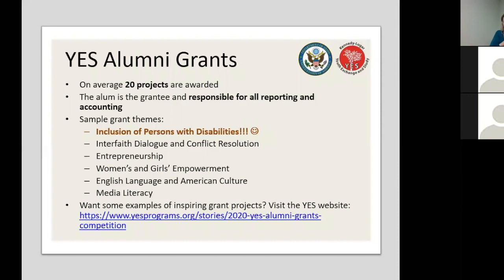All right. So on an average, 20 projects are typically awarded per year. The alum is responsible for all the reporting and accounting. And some of the grant themes that we typically see are inclusion of persons with disabilities, interfaith dialogue and conflict resolution, entrepreneurship, women's and girls empowerment, English language and American culture, and media literacy.